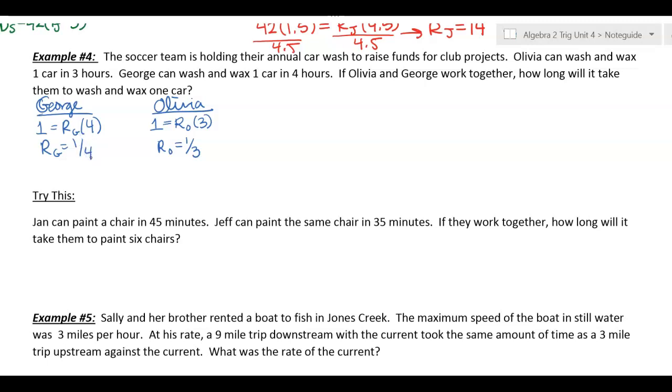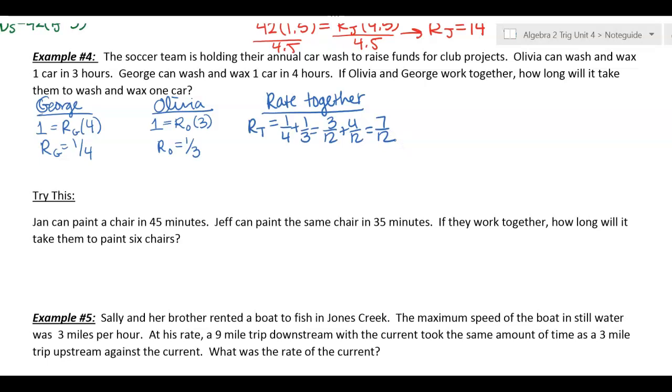If Olivia and George work together, so this means I need to find their rate together. And rates we can add because this now means Olivia's getting a third of the car done in an hour. George is getting a fourth of the car done in an hour. If she's doing a third of it and he's doing a fourth of it, then in 1 hour, 1/3 plus 1/4 of the car will have been washed and waxed. So their rate together is 1/4 plus 1/3. I'm going to make common denominators here. So that's 3/12 plus 4/12, which is 7/12. Okay, that's their rate together.